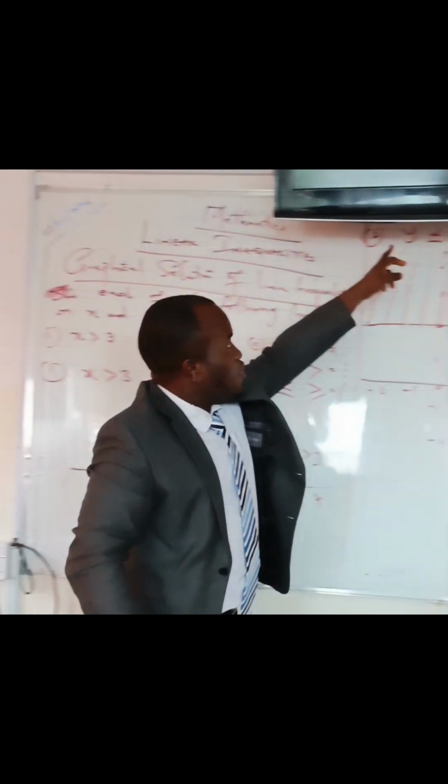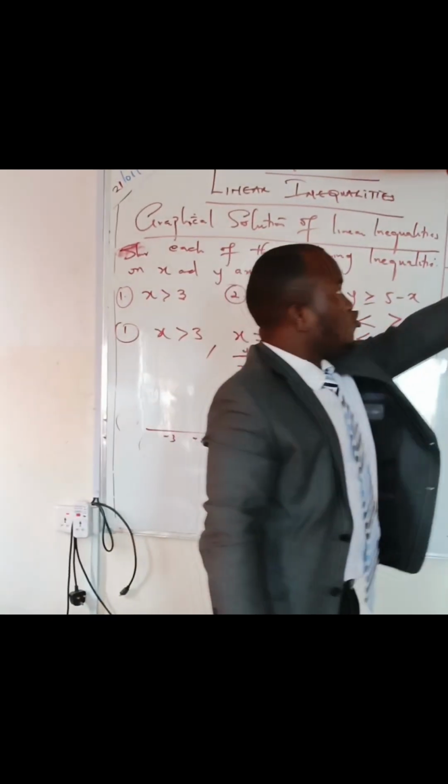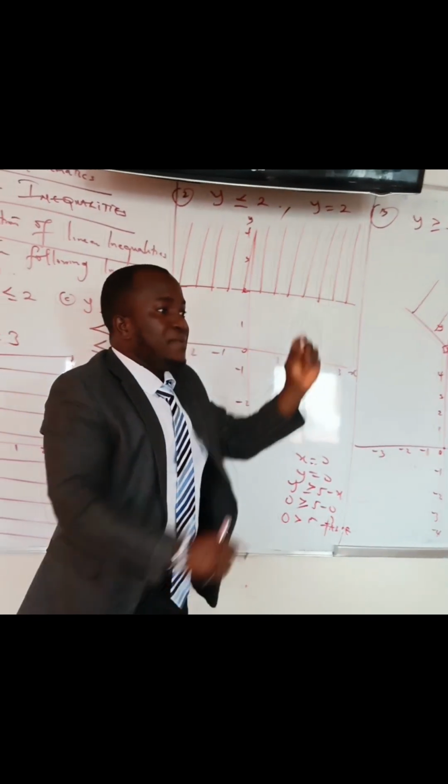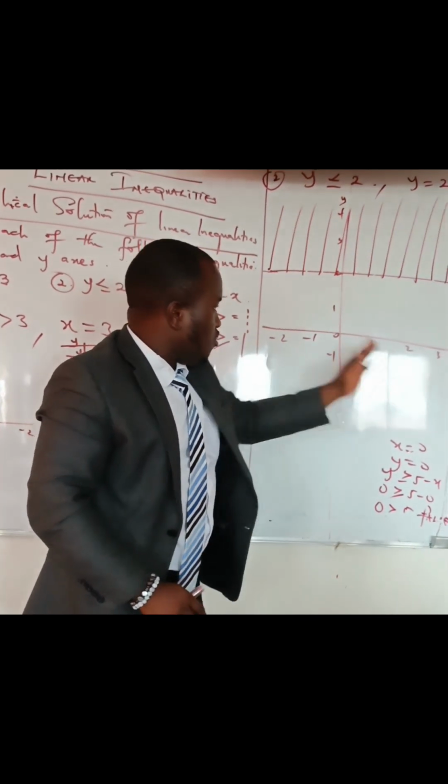And number 2, you have y less than or equal to 2. And don't forget, the first thing you need to do is to plot y equals 2. Immediately you plot y equals 2, you have still the same scale, 1, 2, 3, 4, 1, 2, 3, 4.